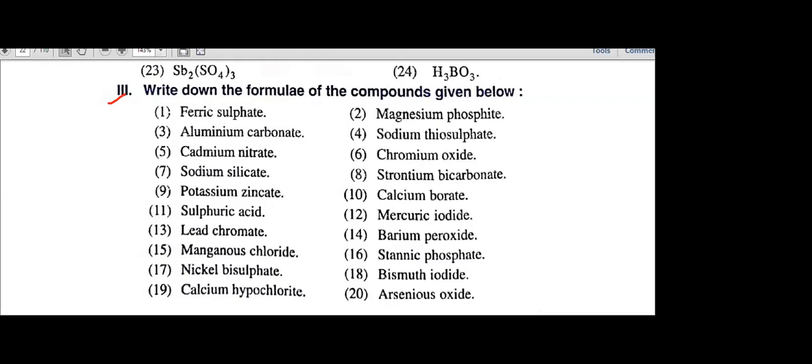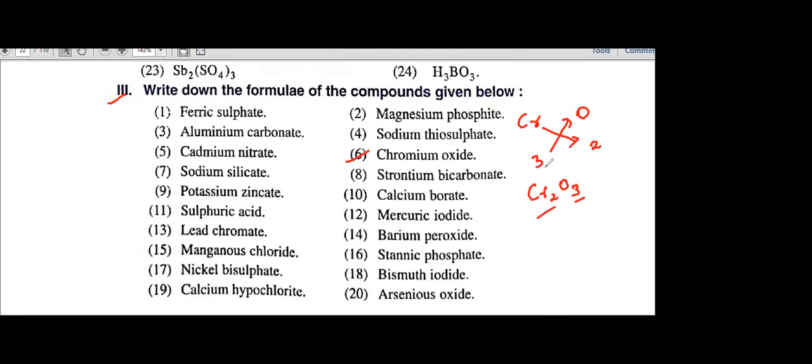Sir, sixth, eighth. Okay. Sixth. Chromium oxide. Chromium valency 3. Oxide valency 2. Cross multiply. So it will be O3Cr2. Cr2O3. Yes or no? Right?